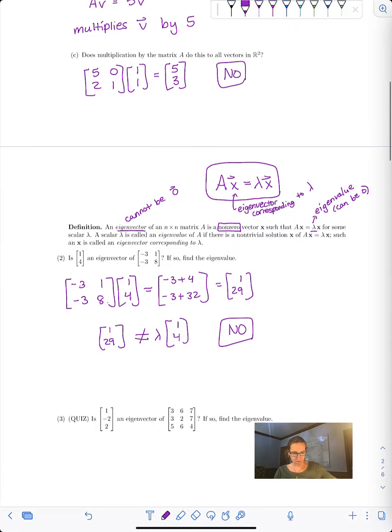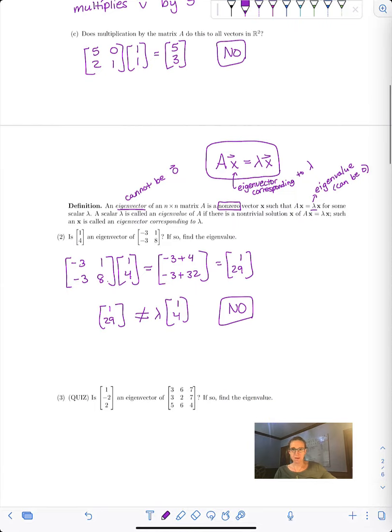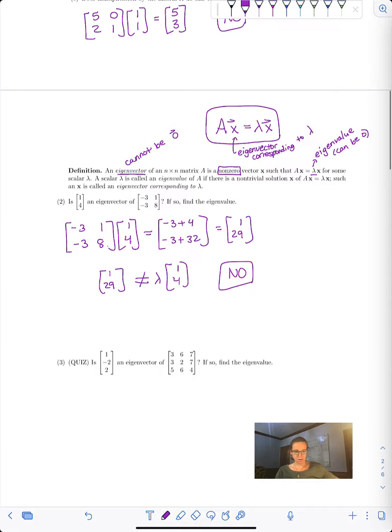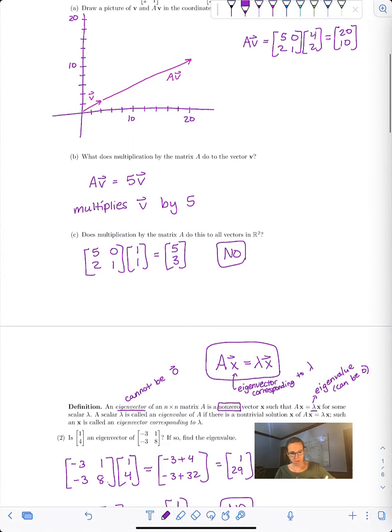And now the next question asks, is our vector 1, -2, 2 an eigenvector for this given matrix? And if yes, find the eigenvalue, which means tell me what multiple you need. Okay, so kind of like up here, this eigenvalue is 5. So 5 is the eigenvalue for the eigenvector V.